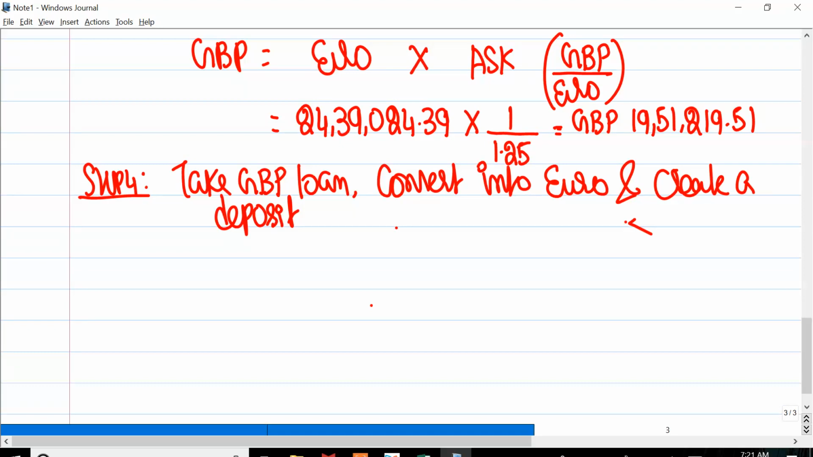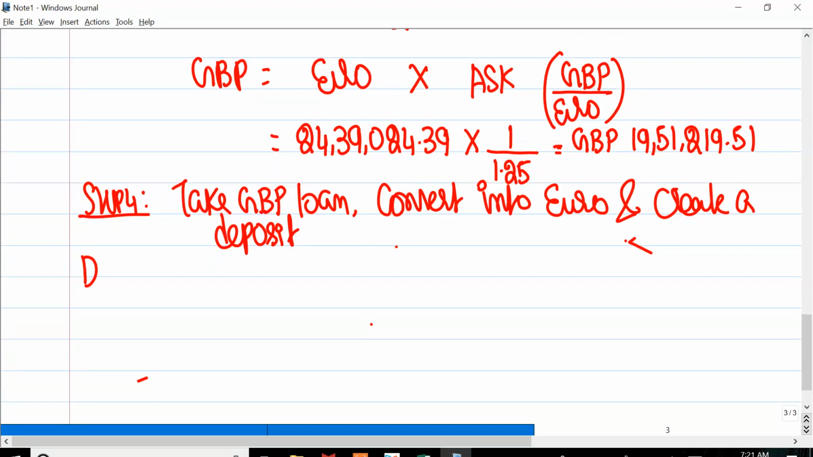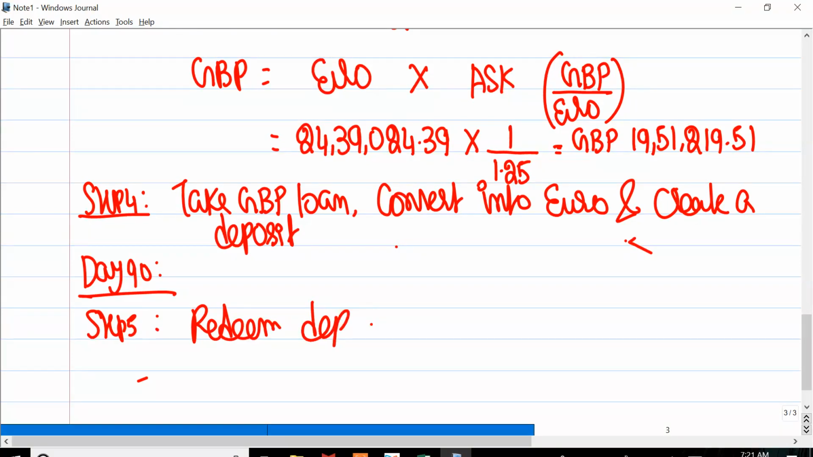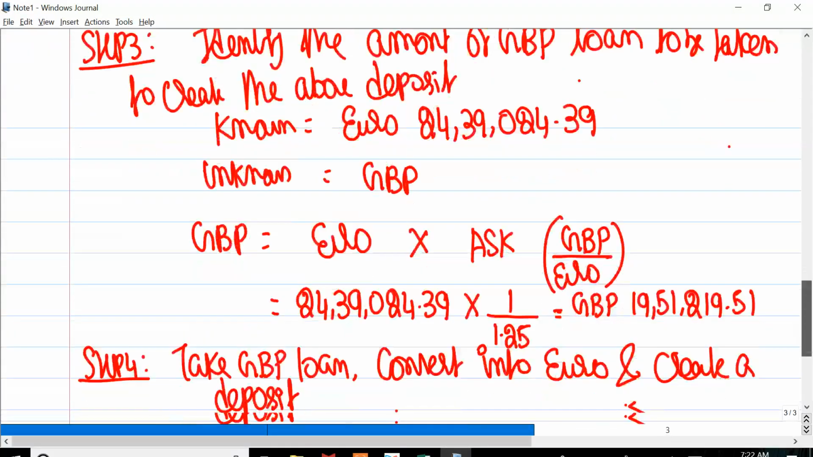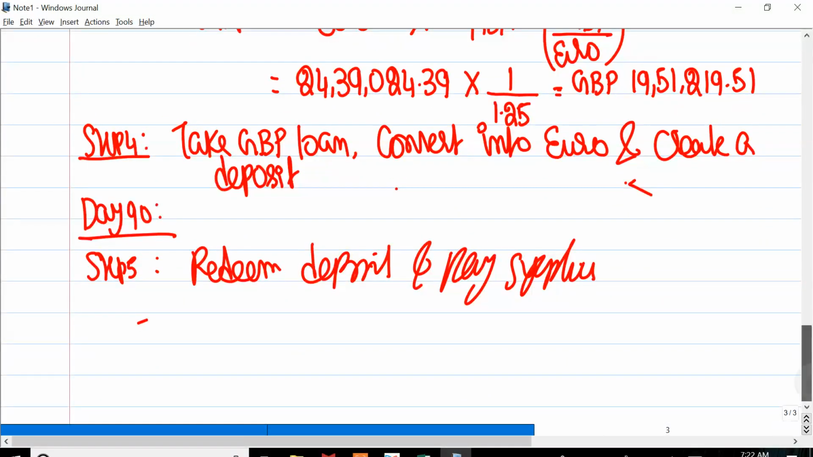Step 5, all this now will happen on day 90. Step 5, redeem deposit and pay supplier. I'll be creating a deposit of 2439 that will be redeemed and I'll pay back my supplier. I'll redeem the deposit and pay the supplier. Any doubts on this? Some of you look a little confused.